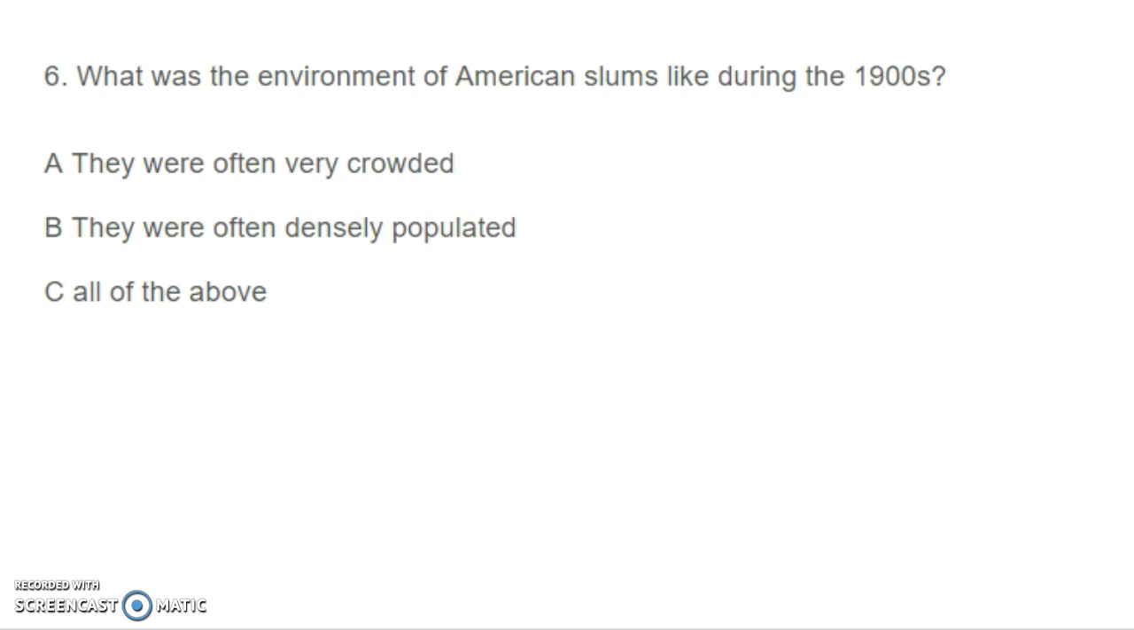Number six, what was the environment of American slums like during the 1900s? A, they were often very crowded. B, they were often densely populated. Or C, all of the above.